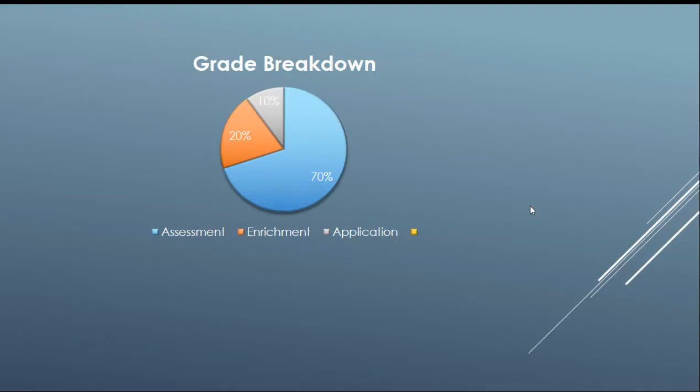So the grade breakdown in this class, if you take a look at the pie chart, you can see that assessment is the vast majority of your grade. 70% of your grade will be assessment. Of course, that's tests and things. 20% is enrichment, and that's more like lab work and practice. And 10% is application. I'll talk about that application piece of the pie later.